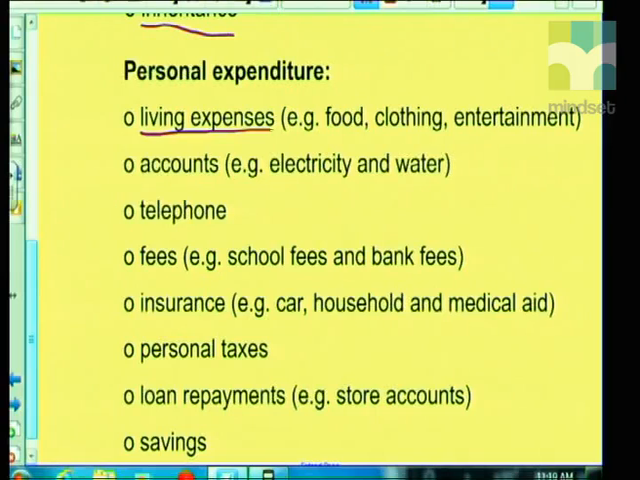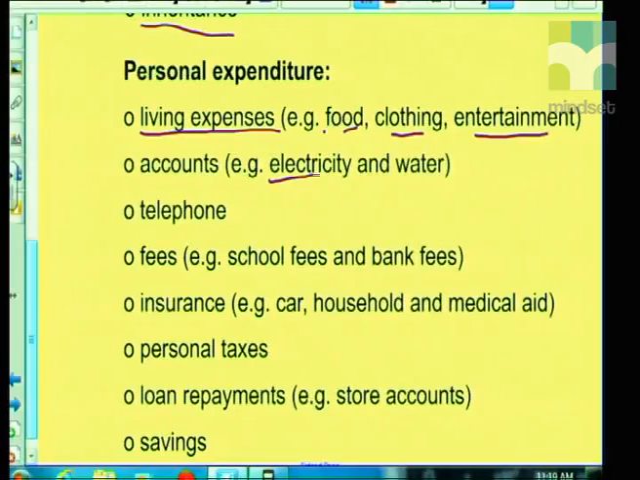Well, what about expenditure? You first of all start with your living expenses. So things like food, clothing, and entertainment. I'm not sure that's the right priority. Maybe you've got another idea, but certainly your living expenses are important. You will also need to pay for your accounts, your basic services, your electricity and water, your taxes, your rates.